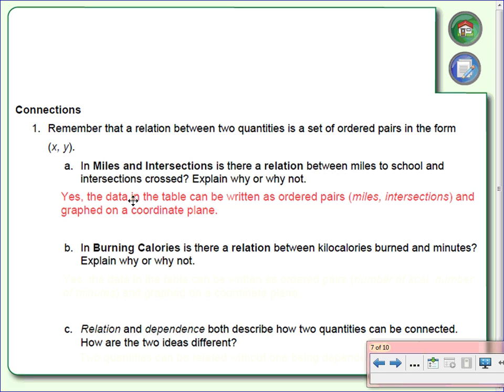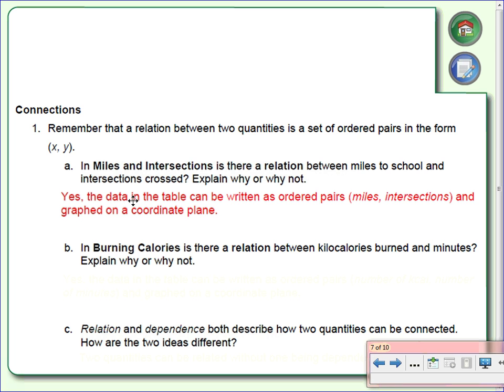And why do we have that relation? Because we had a set of ordered pairs. If you want to shorten it and say we had a set of ordered pairs, you can do that. So yes, there was a relation. Anytime we have a set of ordered pairs, guys, that's called a relation. So miles and intersections was a relation. We had a set of ordered pairs.